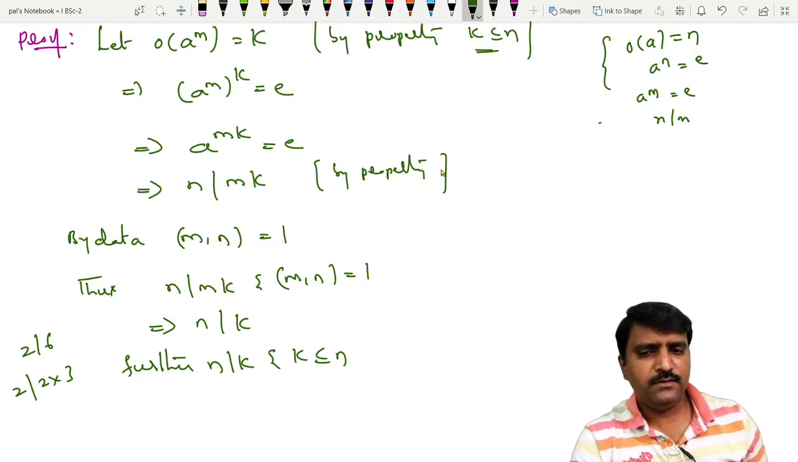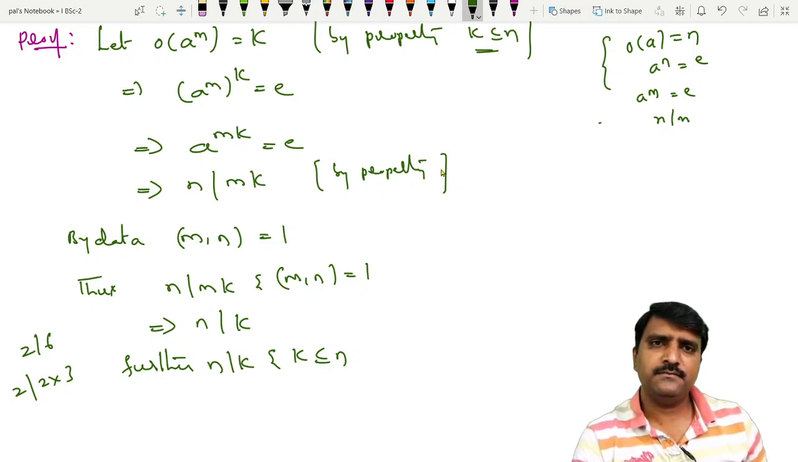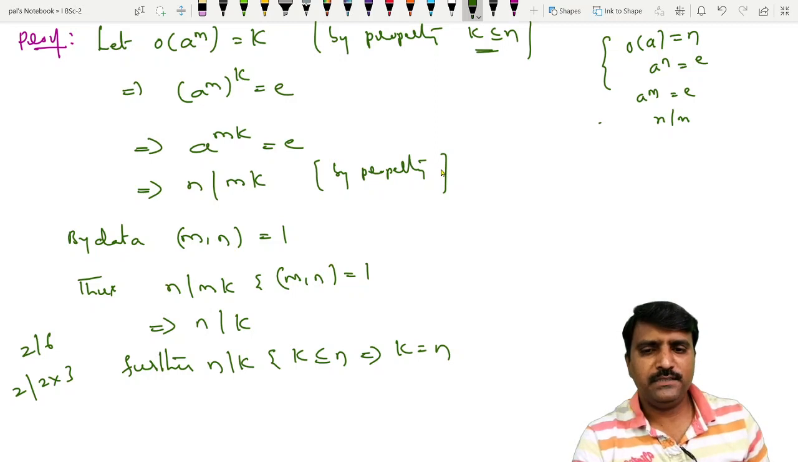k is a number that is divided by n. n is the number that divides k. If n divides k, then k must be at least n, right? And here it shows that k is a number less than n. Is this possible? Sorry, it is not less than n, it is less than or equal to n. Yes, it is possible only when n is equal to k, which implies that k is equal to n. Hope you understand.